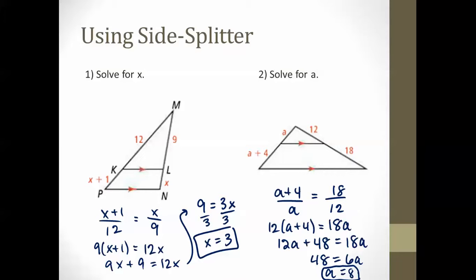We get 9x plus 9 on the left, and then equals 12x. So subtract 9x from both sides, you get 9 equals 3x. Divide by 3, and x equals 3.